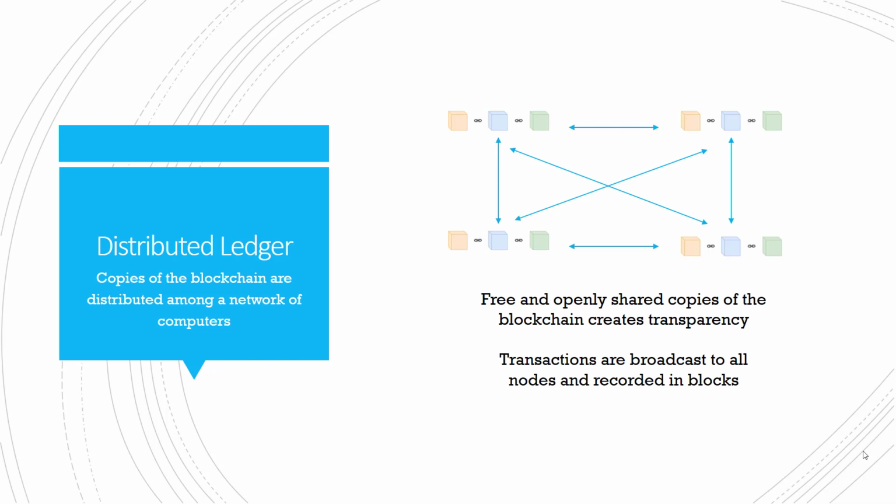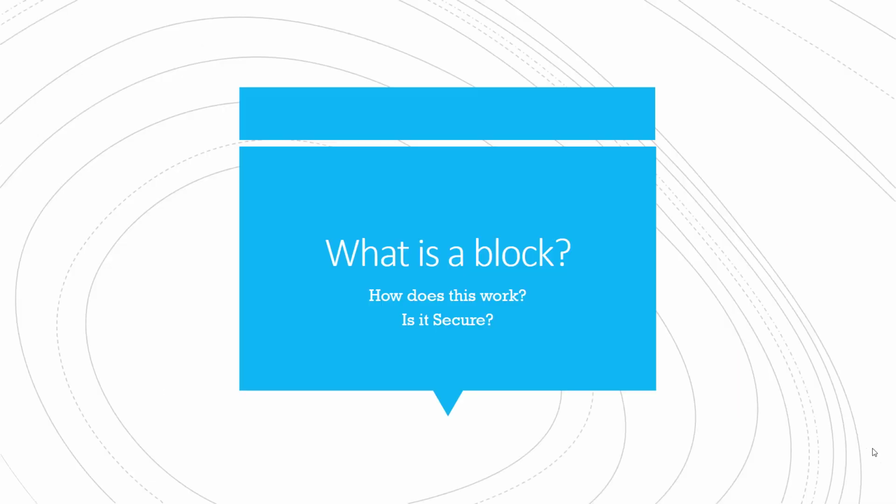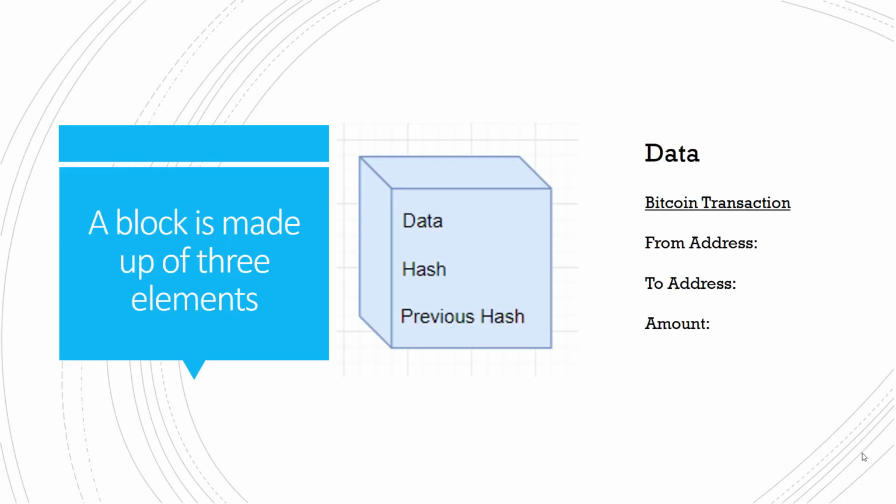The transactions are broadcast to all the nodes in the network, and once validated, they are recorded in blocks. What is a block? How does this work exactly? And is this secure? A block is made up of three things: the data stored in the block, which might be a Bitcoin transaction, for example, which would have a from address and a to address and an amount; the hash, and the previous block's hash.